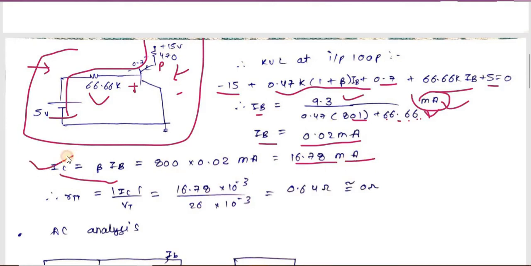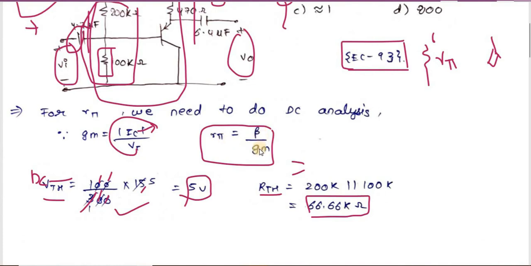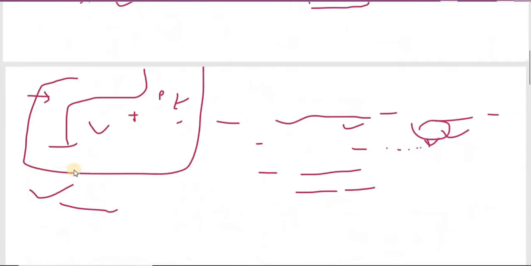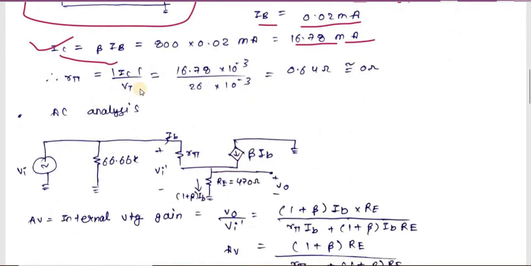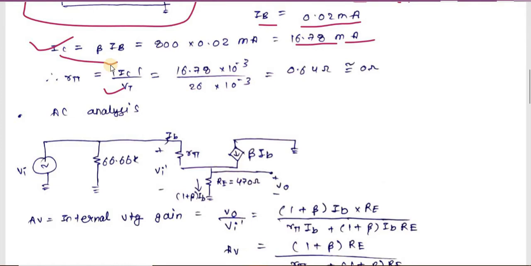Okay, so this is IC. Okay, we get our IC. Now we can find out our R pi. R pi is beta by GM, and for GM we have the formula that is mod of IC by VT. Okay, at room temperature VT is nothing but 26 millivolt. Okay, so we are going to use VT. In the question, VT information is not given, so we are assuming room temperature only.